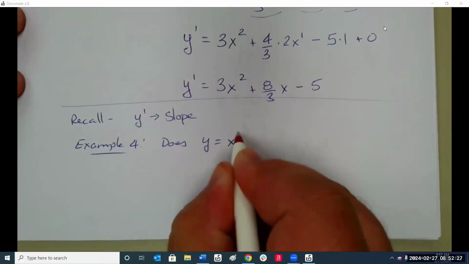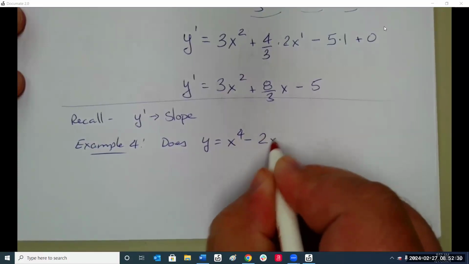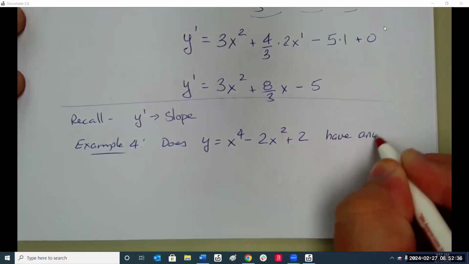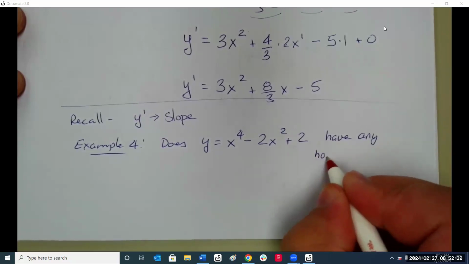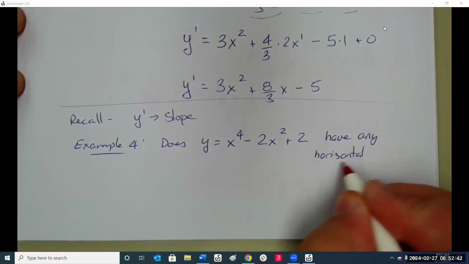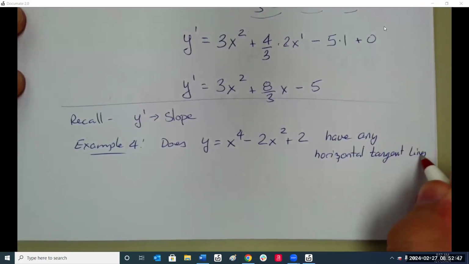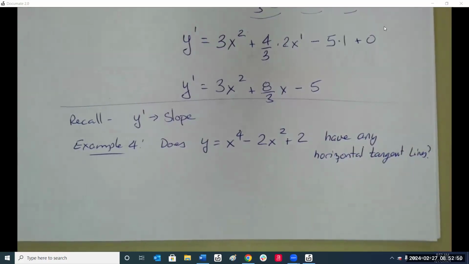Does y equal x to the 4th minus 2x squared plus 2 have any horizontal tangent lines? What does that mean? Does the function have any horizontal tangent lines? What does horizontal look like?